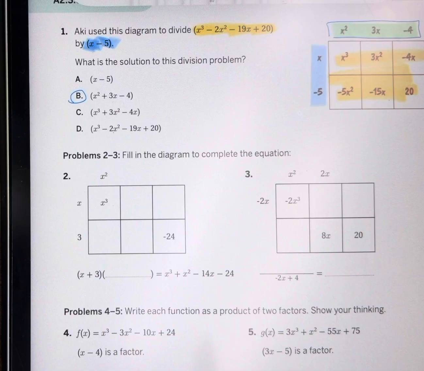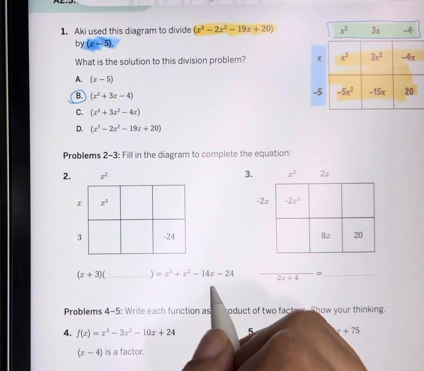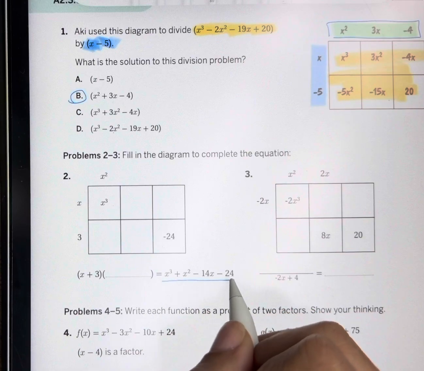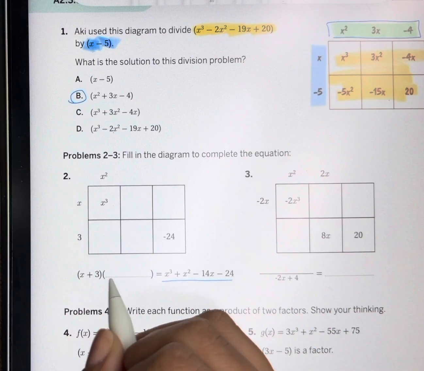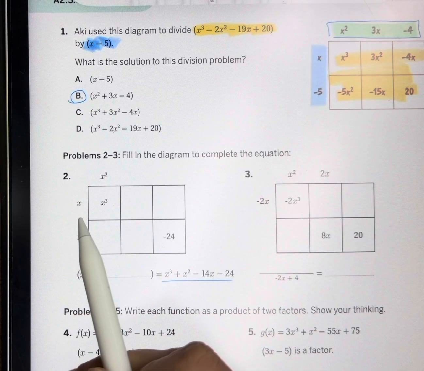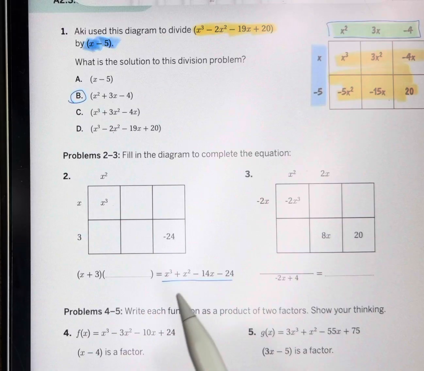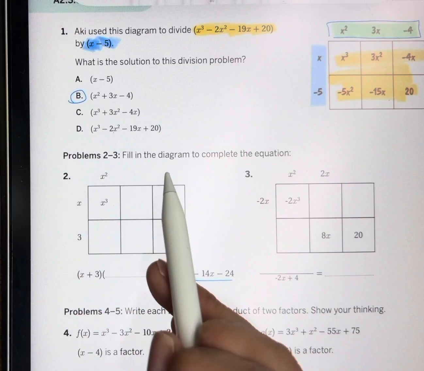So here they want me to see x plus 3 times what equals that polynomial, which means in essence I am dividing this by this to get the answer up here. So x plus 3 is on the side. What I'm dividing goes in the box, and then the answer will be what I get up here.